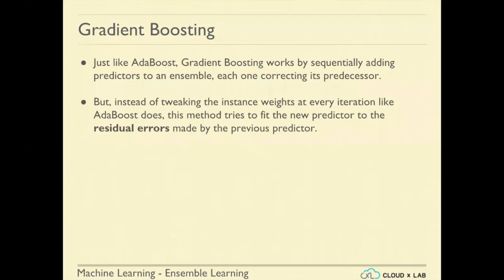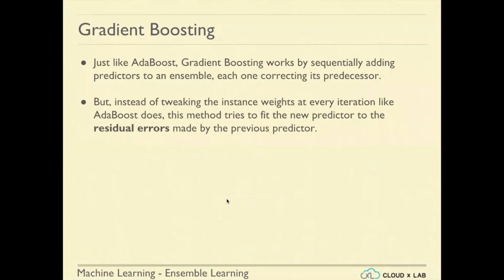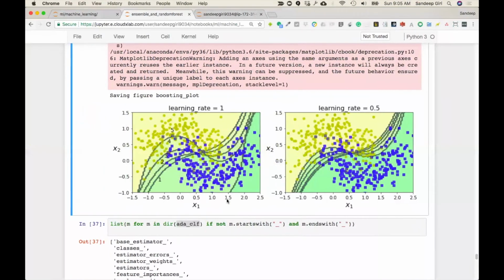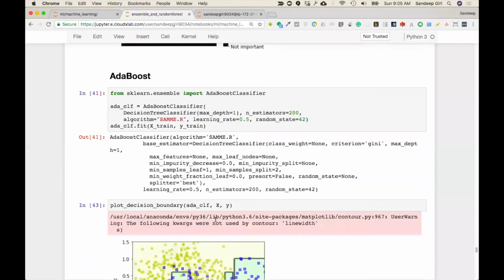A question from Gopi is, for AdaBoost, what is the stopping criteria? The stopping criteria essentially means what should be the value of the number of estimators, correct? That's the stopping criteria we're talking about.